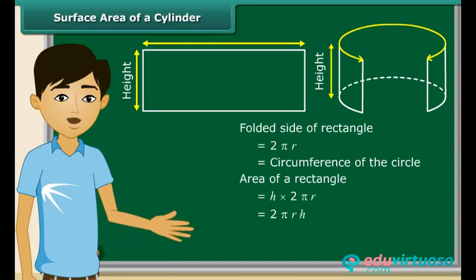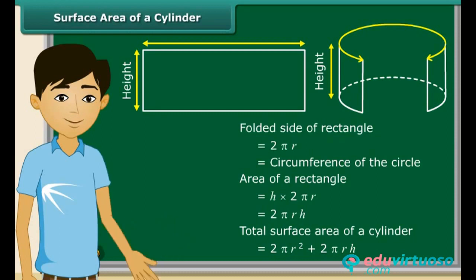Therefore, the total surface area of the cylinder is equal to 2 into pi into r square plus 2 into pi into r into h.